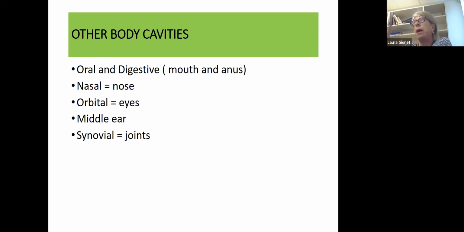We have the orbits of the eyes. Those are a cavity. We have a cavity in the middle ear, behind your eardrum or your tympanic membrane. We have synovial cavities that are fluid-filled cavities between many of our bones. But the ones we're primarily going to be looking at and identifying as cavities associated with different organs will be the ones we had just described. These are just additional cavities of the body.